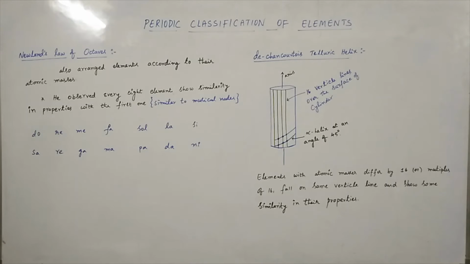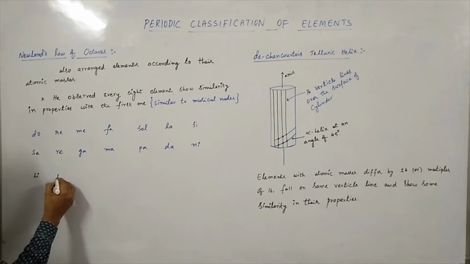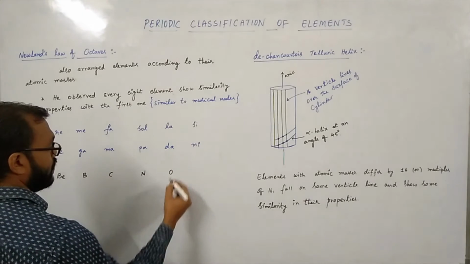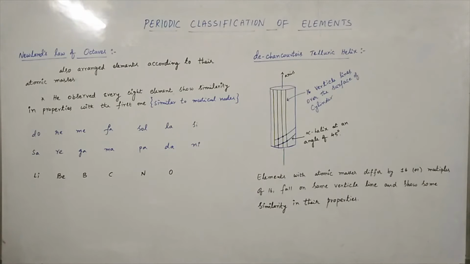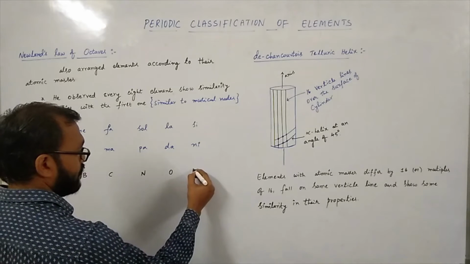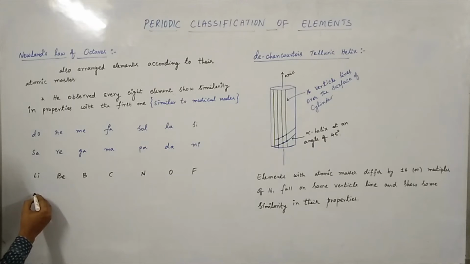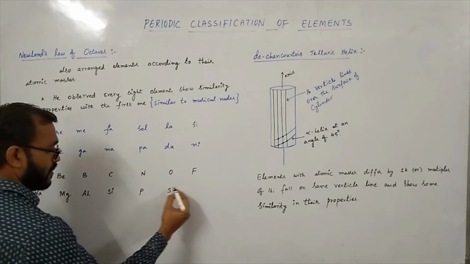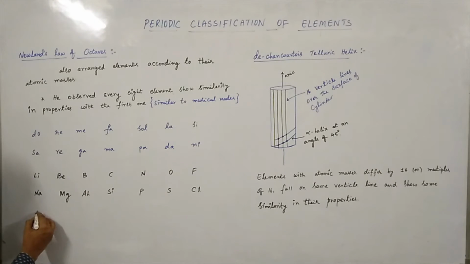So at the time, whatever elements were known, he tried to place them in an order. Starting from lithium, beryllium, boron, carbon, nitrogen, oxygen, fluorine, then you will get sodium, magnesium, aluminium, silicon, phosphorus, sulfur, chlorine, and then you will get potassium and so on. So lithium shows a similarity in properties with sodium.